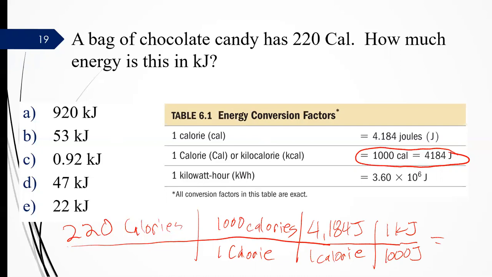And then we just need to plug it in. We can do that number crunch. And so we're going to find out that this becomes 920 kilojoules. And so our answer is going to be A. So we can use it just like we've done all of our other unit conversions.